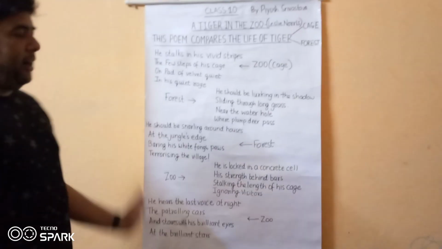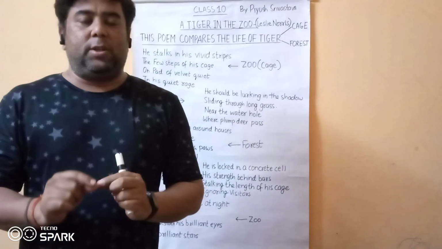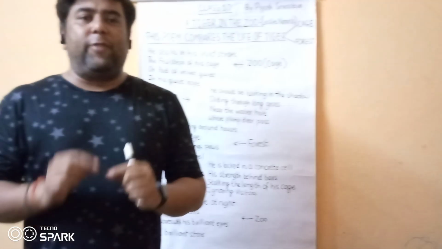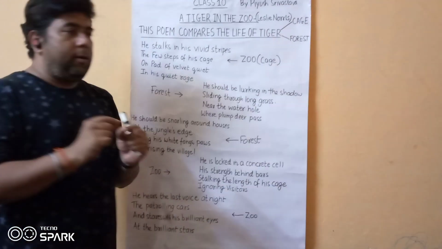This poem basically talks about how animals are caged. Animals should not be caged. Any animal, everybody has the freedom to talk, everybody has the freedom to move, so they should not be caged.